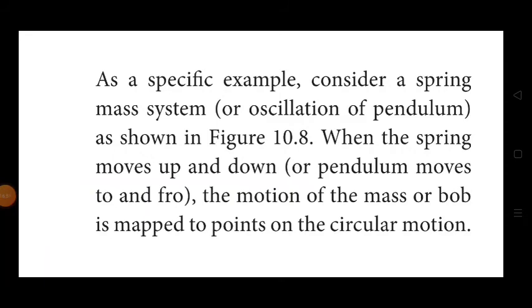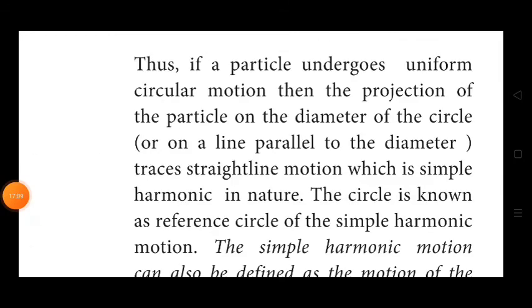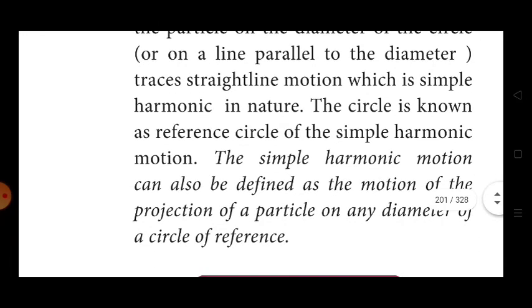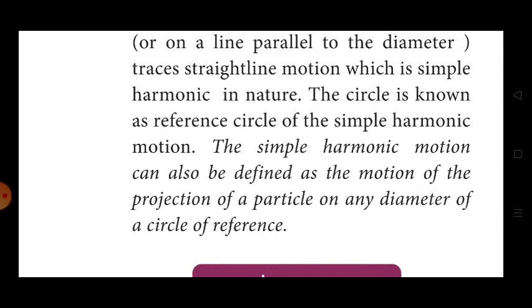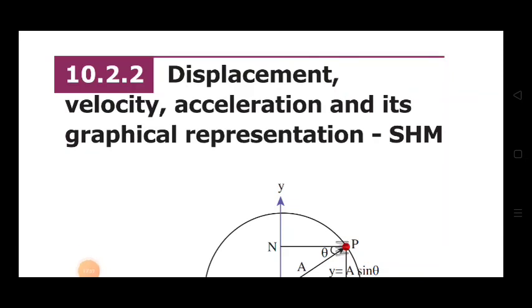When the spring moves up and down, the motion of the mass or bob is mapped to points on a circular motion. Thus, if a particle undergoes uniform circular motion, then the projection of the particle on the diameter of the circle traces a straight line motion which is simple harmonic in nature. The circle is known as the reference circle of the simple harmonic motion. A simple harmonic motion can also be defined as the motion of the projection of a particle on any diameter of a circle of reference. Displacement, velocity, acceleration and their graphical representation in SHM.